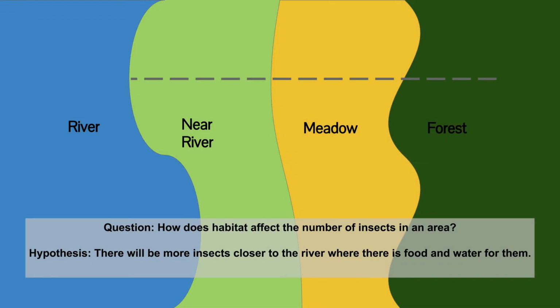My research question was, how does habitat affect the number of insects in an area? My hypothesis was that there would be more insects closer to the river where there is food and water for them. How I did my experiment was I used something called a transect.